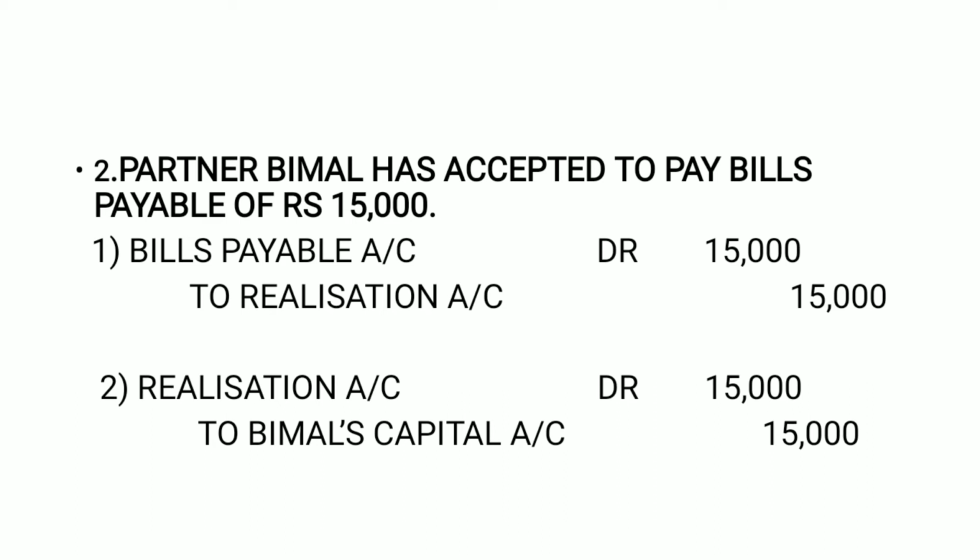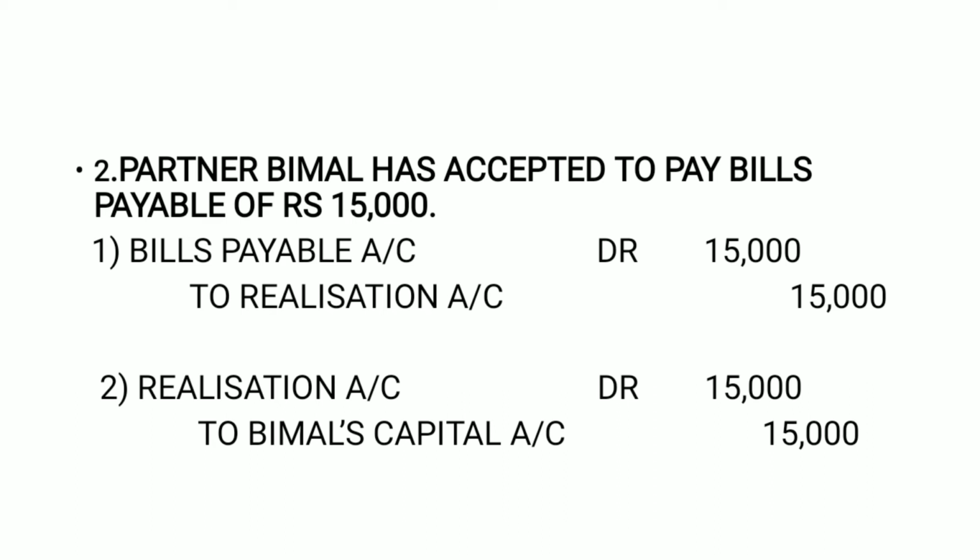Usually, what is the journal entry for payment of a liability? It is realization account debit to cash and bank account. This is the usual journal entry for the payment of a liability. But here, the partner has accepted to pay. So, instead of cash and bank, it is written to Bimal's capital account.